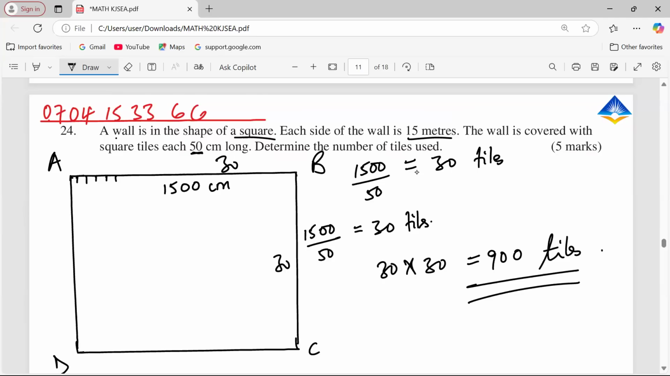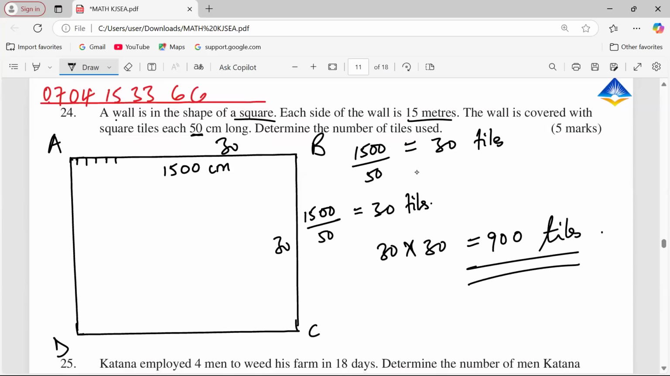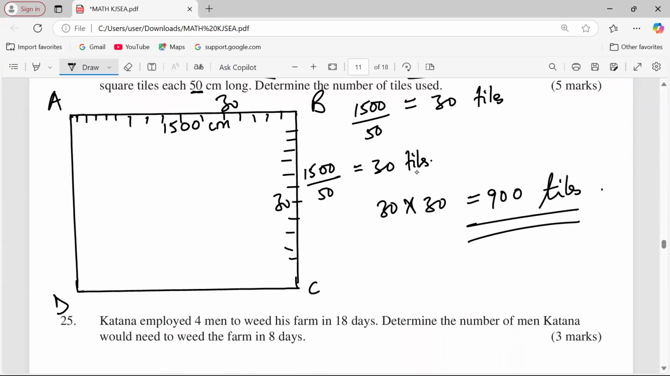Because you cannot count literally from one to the last, but that is technically how the wall is going to be divided. That will fit along the length here, and that will also fit along the other length here. Therefore, all of them shall be when you multiply 30 by 30.